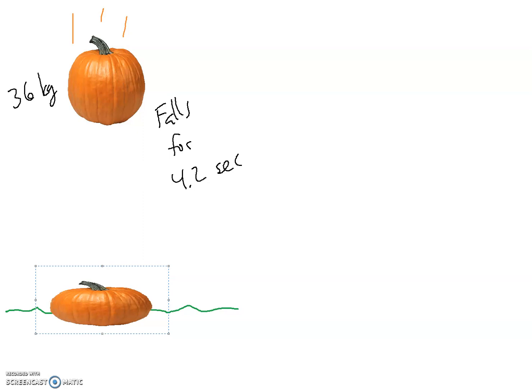We are going to find out, first of all, the impulse when it actually hits the ground. So we're going to look for the impulse at the ground, and we'll just start with that. Okay, so when the pumpkin is falling down, obviously the force of gravity is acting on it, and that force of gravity is acting on it for 4.2 seconds.